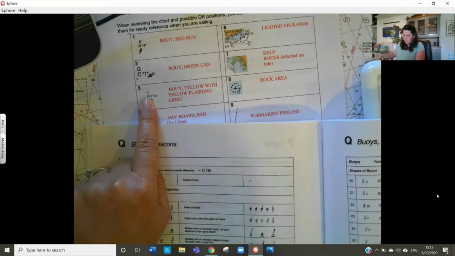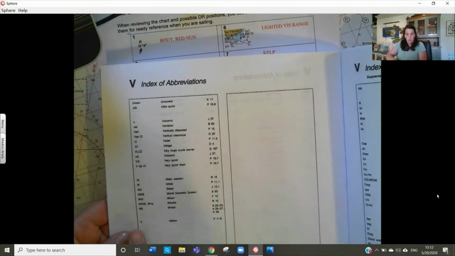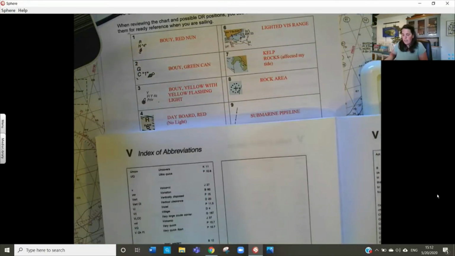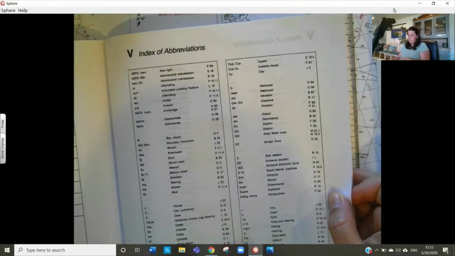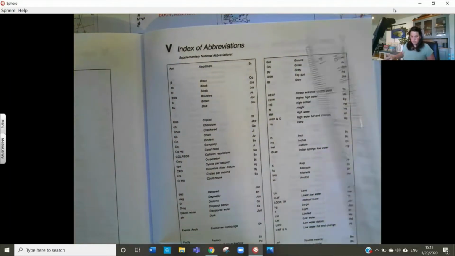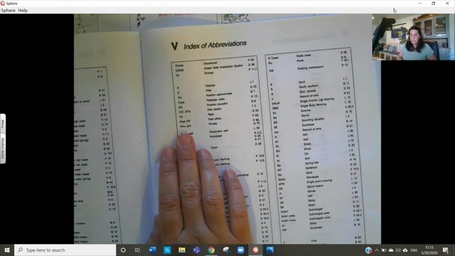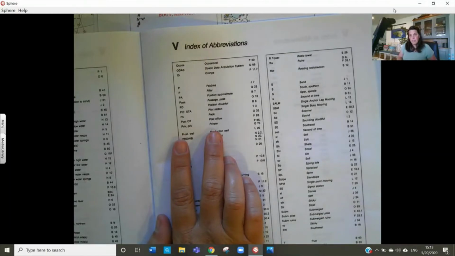Y. If we don't know what Y is, we can always look up the rest in our abbreviations. Y is yellow. And we also have some other abbreviations, FL. FL is going to be your flashing characteristic. So it's flashing every 4 seconds, yellow flashing light. And then the PRIV is going to be private, so it's a privately maintained buoy.